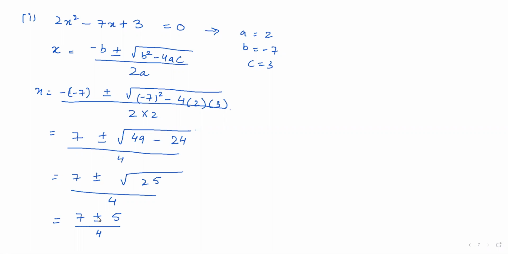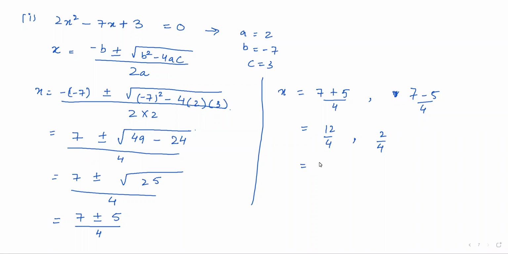Okay, so basically there are two answers. One is plus and one is minus. So x is actually equal to, one x is 7 plus 5 by 4 and the other x is, sorry, 7 minus 5 by 4. Clear? So you will split them into two roots. So this is 7 plus 5 is how much? 12 by 4. And this is 2 by 4. So one root is 3 and the other root is half. So x is equal to 3 and half.